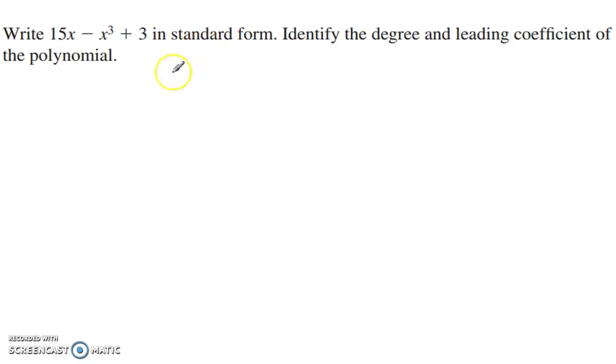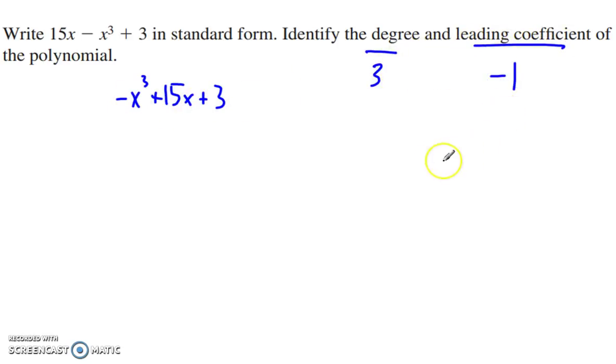All right, we want to write this in standard form. So that means we're going to put the highest degree first, so x to the 3rd. And then there is no x squared, so we go to the 15x plus 3. So there's a missing term right here in between, the x squared, but that doesn't matter. Now it's in order, so it's in standard form. The degree is 3, and the leading coefficient is -1.